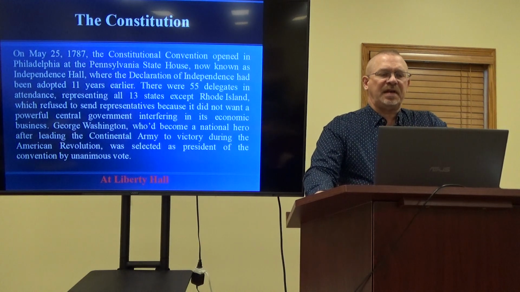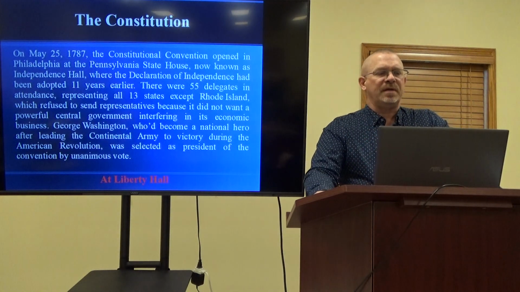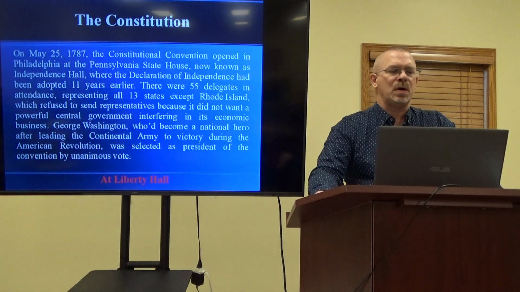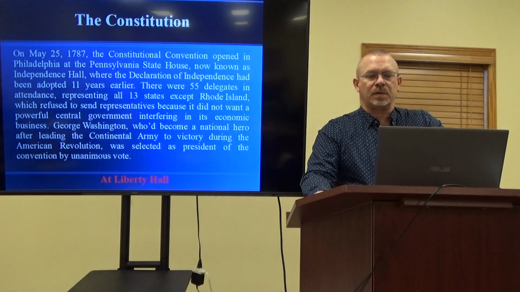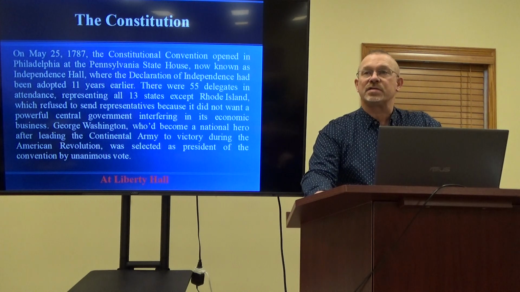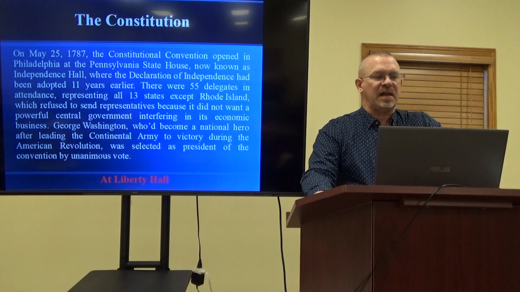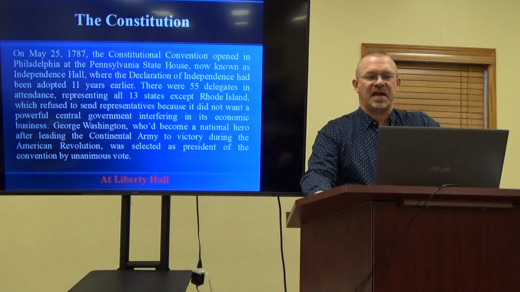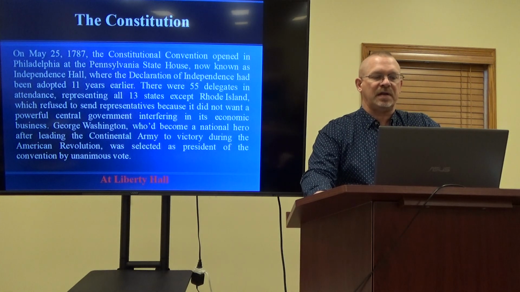On May 25, 1787, the Constitutional Convention opened in Philadelphia at the Pennsylvania State House, now known as Independence Hall, where the Declaration of Independence had been adopted 11 years earlier. There were 55 delegates in attendance, representing all 13 states except Rhode Island, which refused to send representatives because it did not want a powerful central government interfering in its economic business. George Washington, who'd become a national hero after leading the Continental Army to victory during the American Revolution, was selected as president of the convention by unanimous vote.